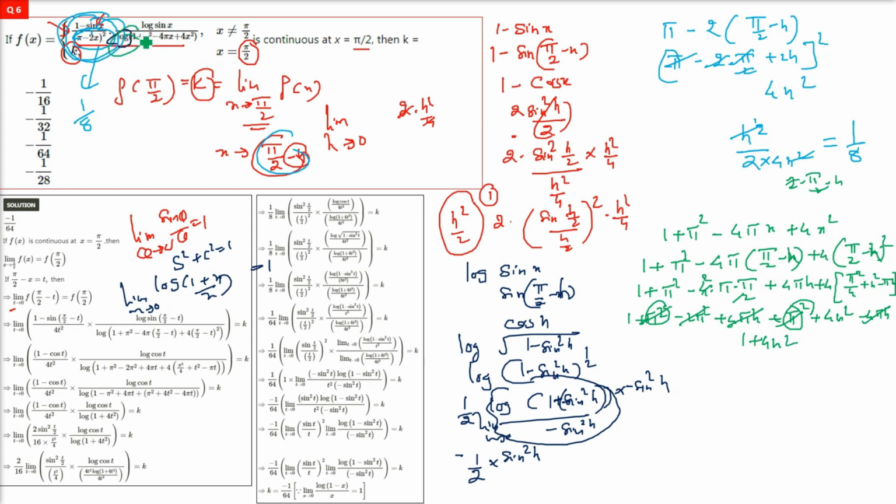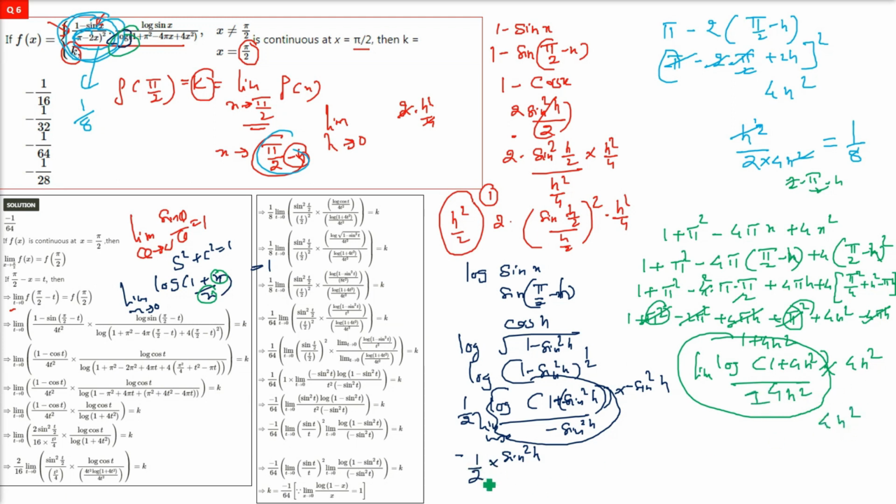Please remember it is inside the log. So log 1 plus 4h square. So again log 1 plus x by x, 1 plus x by x. So they introduce 4h square in the denominator, so you have to have a 4h square in the numerator also. So limit h tends to 0, this whole is going to give you 1. And you have 4h square here.